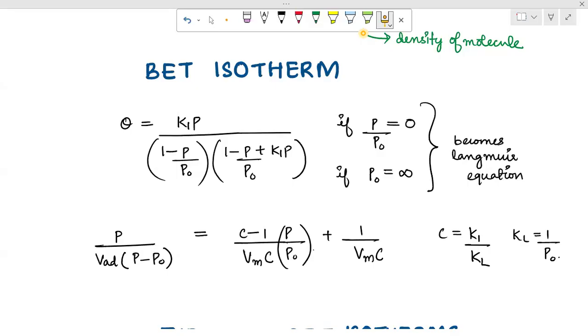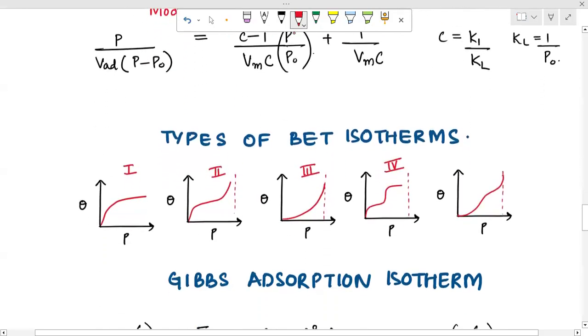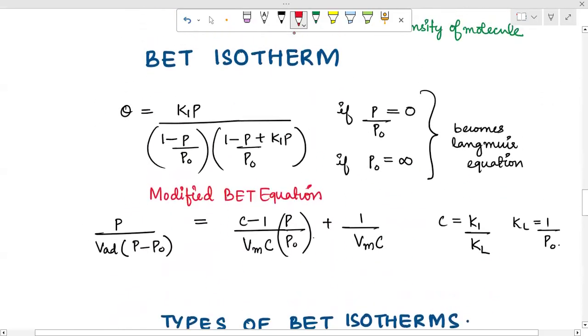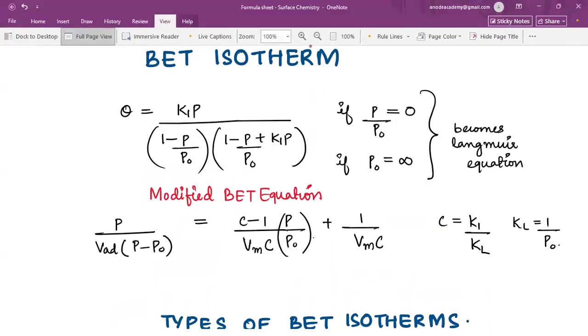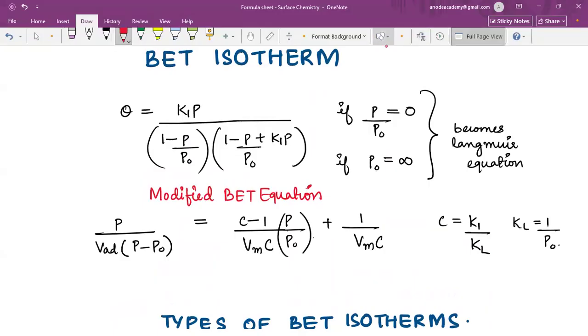Okay, now apart from the normal BET equation, this is the modified BET equation. Modified BET equation, you have to learn it. So from the modified BET equation, you can even get graphs. Okay, let me draw that as well. So let me draw a graph.